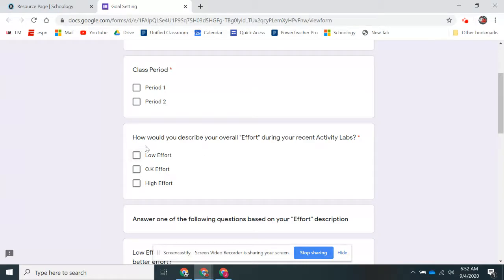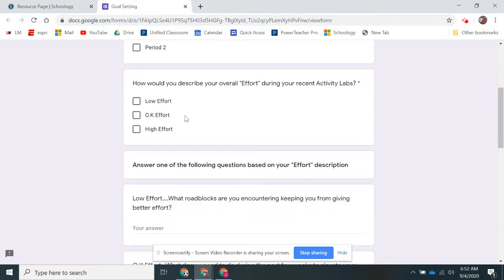It's going to ask you now, how would you describe your overall effort during your recent activity labs? So looking back at the grade period, or the hybrid cycle, how would you describe your effort overall in your activity labs? You may have a low effort one day and high effort another. So what was the overall effort for those activity labs? Give yourself a score on that using the checkbox. And remember, there is no right or wrong answer. This is you reflecting on your effort over those activity labs.